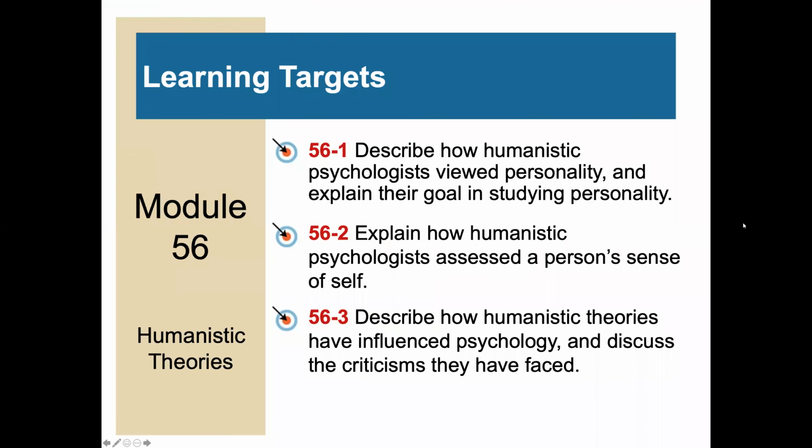So this is a rather short module. There are only 3 learning targets. Describe how humanistic psychologists view personality and explain their goal in studying personality. Explain how humanistic psychologists assessed a person's sense of self, and describe how humanistic theories have influenced psychology, and then discuss the criticism that the humanistic theories have faced.